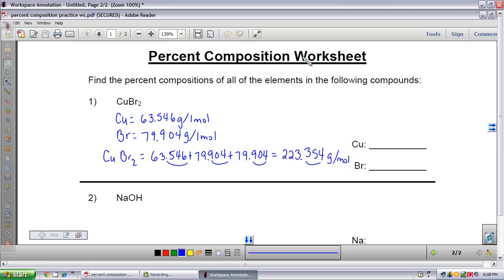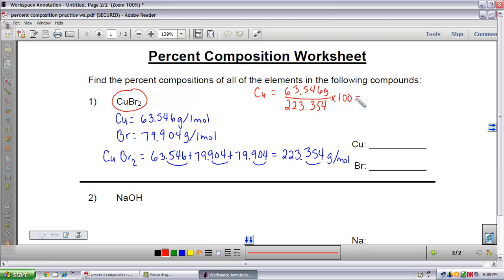In order to calculate the percent composition of copper, okay, we're going to use a different color here. Copper is going to contribute 63.546 grams total because there's just 1 mole of copper in this molecule. Out of the total amount, which is 223.354, and you're going to multiply it by 100.